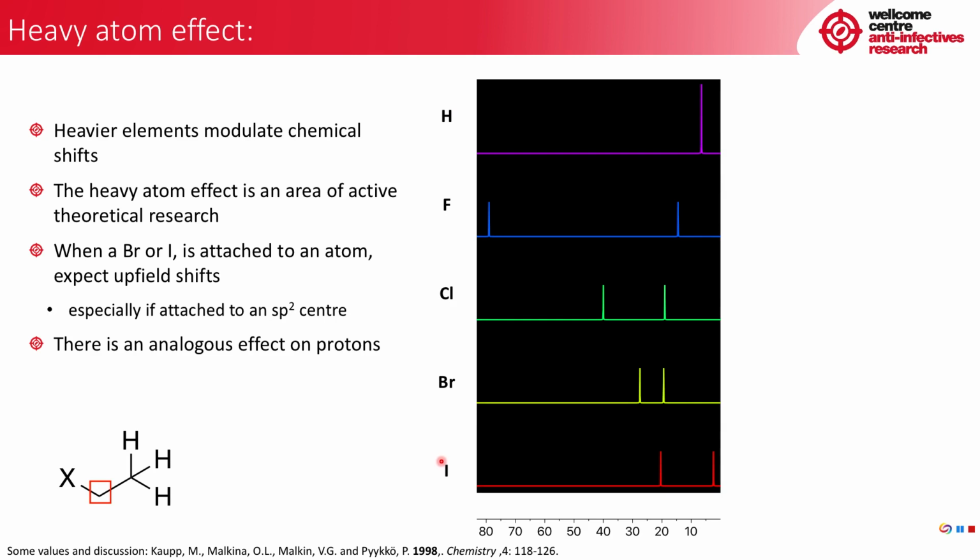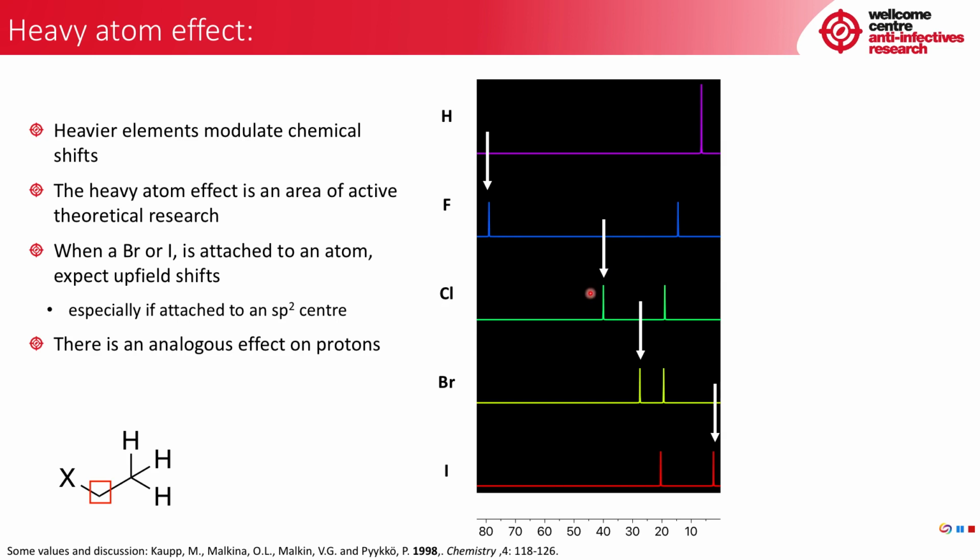Let's see here. In fluoroethane, we have a huge shift for the attached carbon. This is really not surprising. After all, fluorine is the most electronegative of the elements. And we do also have a smaller shift in the other carbon signal. Now, if we move on to chlorine, chlorine is a lot less electronegative than fluorine, but still considerably more electronegative than hydrogen in ethane. And this results in a signal that's at about 40 ppm.